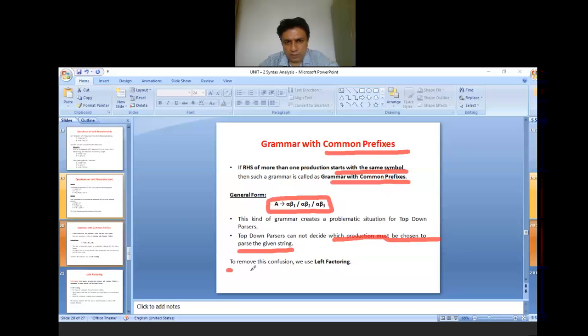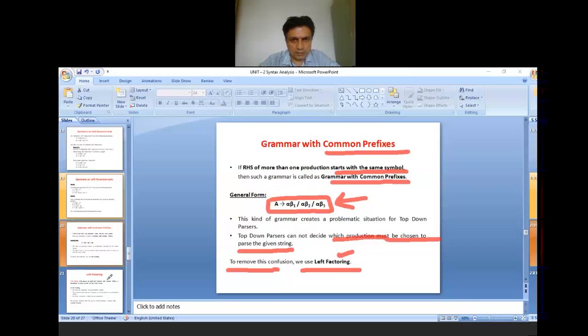To remove this confusion, we use left factoring. In order to make the grammar suitable for a top-down parser, we need to first eliminate the left recursion, and then also do the left factoring. The general form of the grammar is of this type, and then we need to do the left factoring.